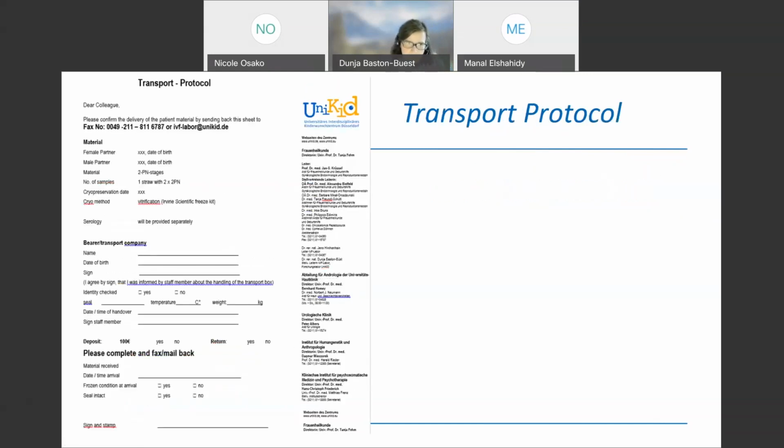This is our transport protocol. So again, we give information about the material and the female and the male patient, for example, in case of 2PN and embryos, and which method and date, and so on. And we also ask the other center after return to send us the information: was the seal intact and did the samples arrive well?